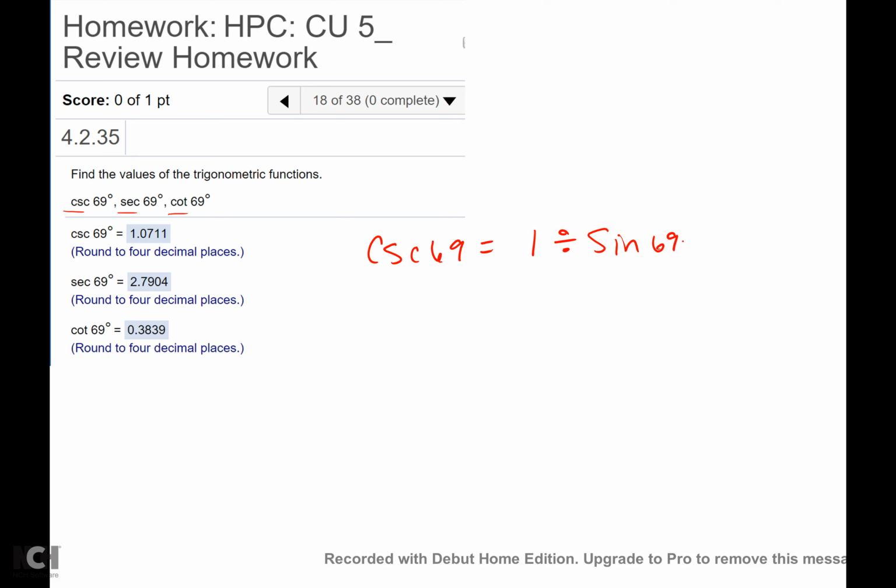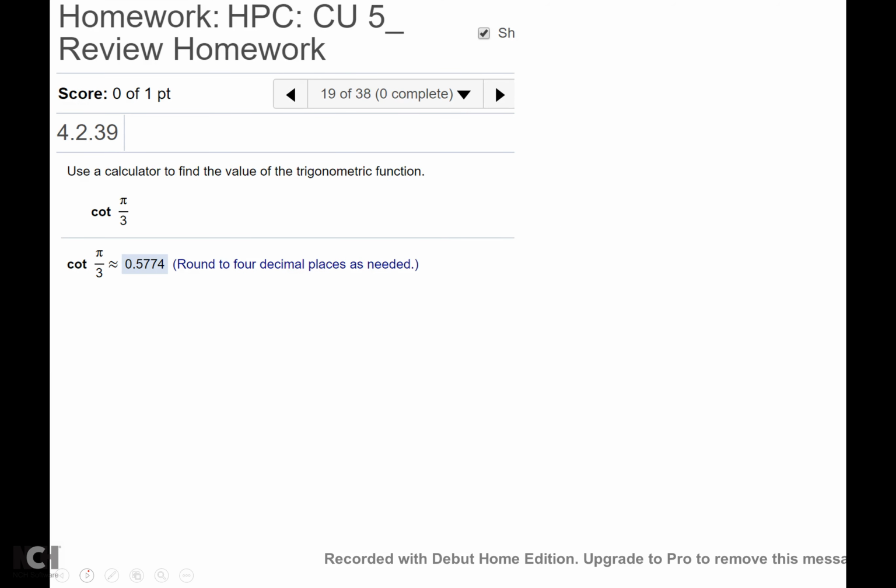Then we go to 1 divided by sine of 69, and you get 1.0711 and so on. To type secant of 69, you type 1 divided by cosine 69. And to type cotangent, you type in 1 divided by tangent 69, and then you'll get the correct answers. Alright, so use a calculator to find this. Again, make sure you're in radians, and then you would type 1 divided by tangent pi over 3.